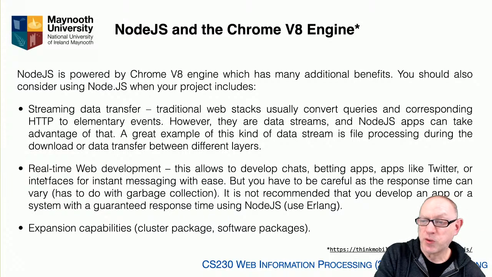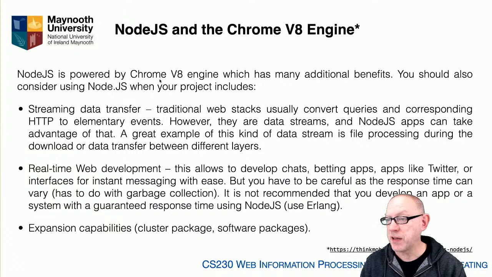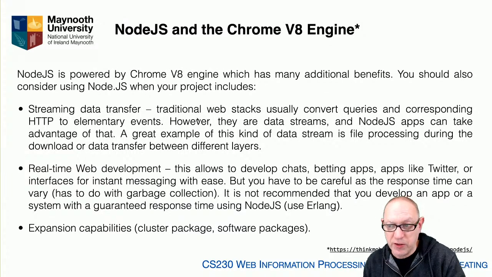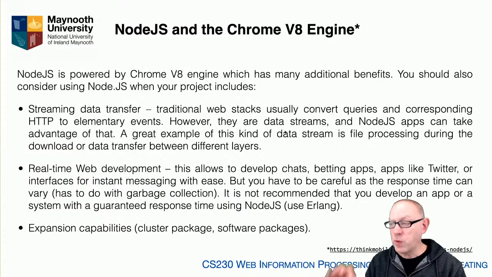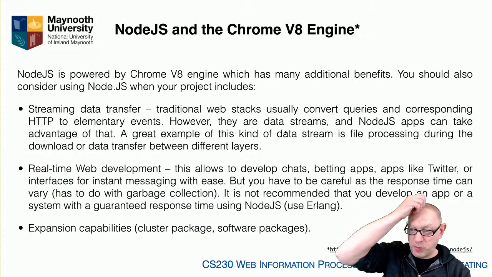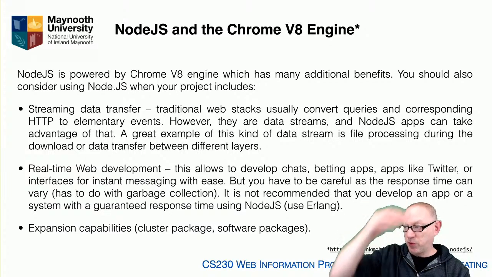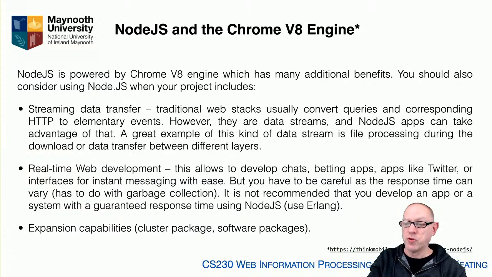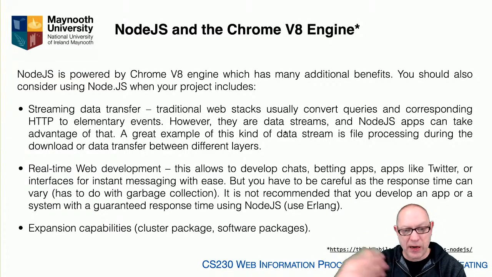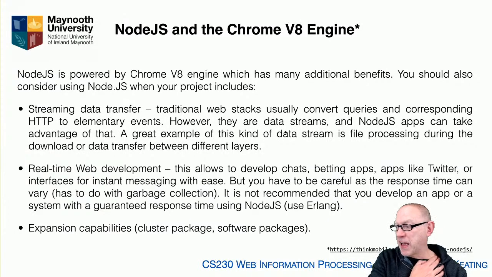So Node, as we said, is powered by the Chrome V8 engine. There are many benefits you could look at when considering using Node.js, like when your project includes streaming data transfer. Traditional web stacks usually convert queries and corresponding HTTP to element events. There are data streams, and Node.js apps can take advantage of that. A great example of this kind of data stream is file processing during the download or data transfer between the different layers. So it can happen as is, with the stream. It's good for real-time web development, so it allows you to develop chats, betting apps, Twitter, interfaces for instant messaging, all that kind of stuff.